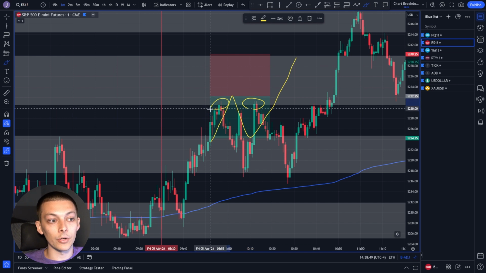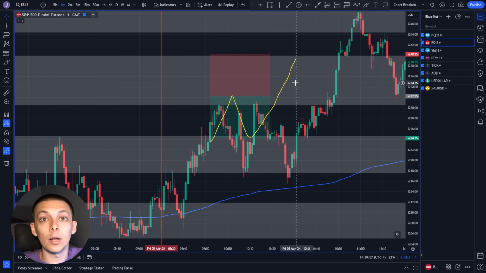I always like to take the first test. So I didn't get filled on this setup, and that's okay. I could have missed the setup, but I had reasoning behind why I wanted to play this a little bit more on the defensive side, and I stuck to my trading plan. So that's all that matters.